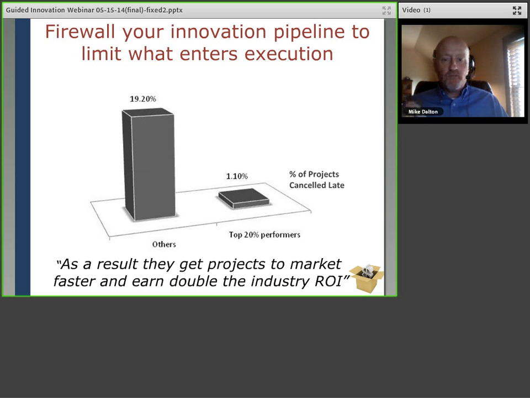The top performers, at least on a percentage basis, end up canceling the losing projects much earlier. They weed out the losers early, and by doing that, it's obviously more productive, but it also has another benefit, which is that it doesn't put as much pressure on the pipeline. If I can pull that 20% of projects out of the pipeline early, then I don't have as much pressure on my pipeline, and I get much better visibility into what's going on.